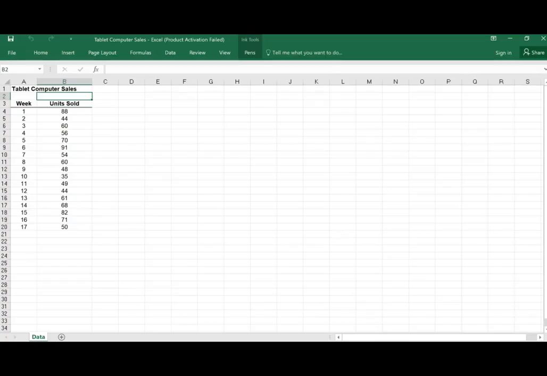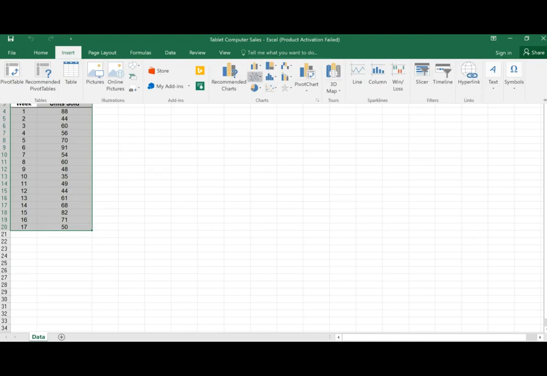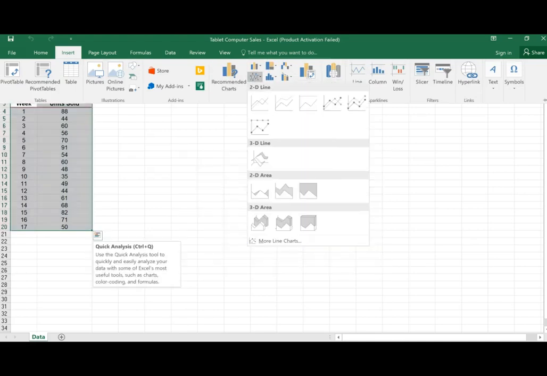So I have a data file that's up on Moodle called Tablet Computer Sales, and if you just want to pull that up, this is clearly time series data, right? We've got weeks, we've got units sold. We can do a couple of things. We can look at it real quick just to see what the pattern is, right? So if I go ahead and select my data, and I just want a nice little line chart.